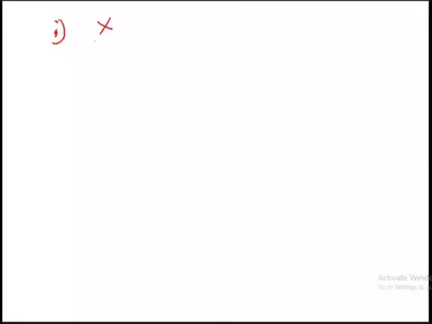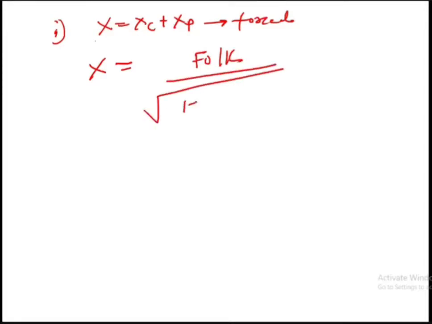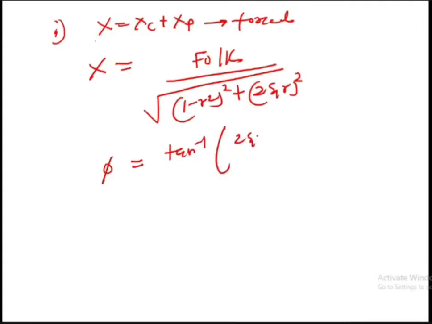First of all, we have derived x is equal to xc plus xp, for forced vibration, where x is nothing but the steady state amplitude. What was that? F0 by k divided by square root of (1 minus r square) bracket square plus (2 zeta r) bracket square. This is what we have derived. And the phase angle was phi is equal to tan inverse of 2 zeta r upon 1 minus r square.